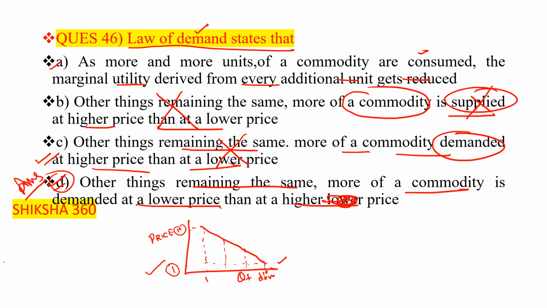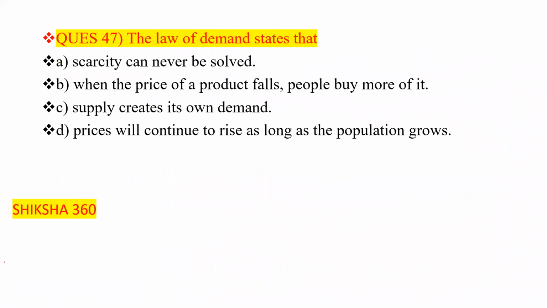Now move to the next question. The law of demand states that: scarcity can never be solved; when the price of a product falls, people buy more of it; supply creates its own demand; prices will continue to rise as long as the population grows.